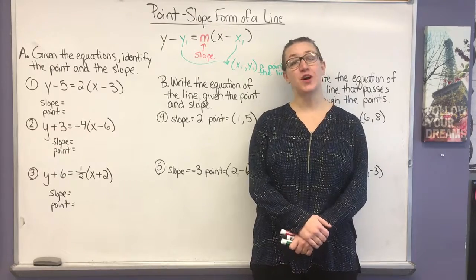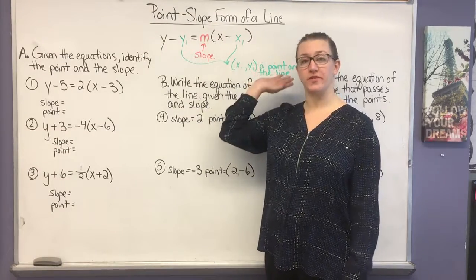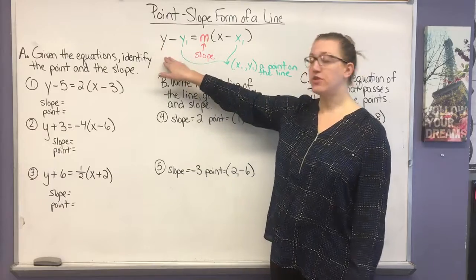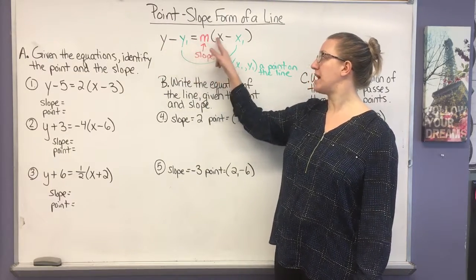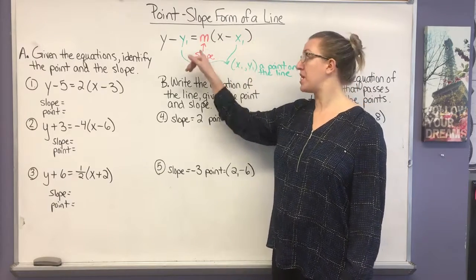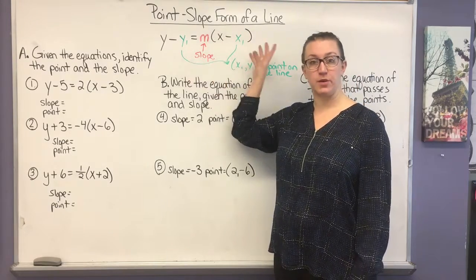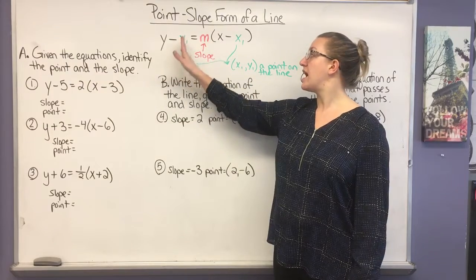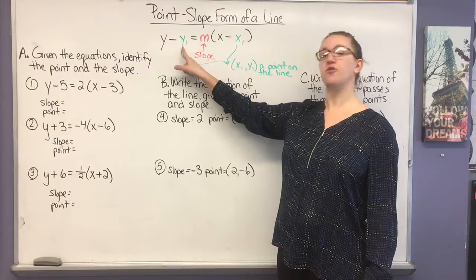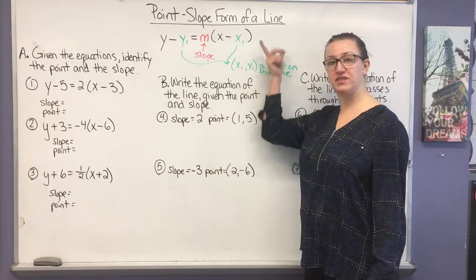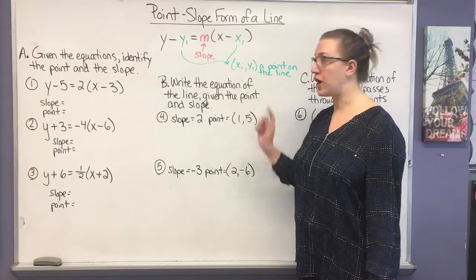Hello, today we're going to talk about the point-slope form of a line. So the general equation for the point-slope of a line is y minus y1 equals m times x minus x1, where m is the slope, that's the number in front of the parentheses, and combined together, this value for x1 and the value for y1 create a point that is on the line, okay?